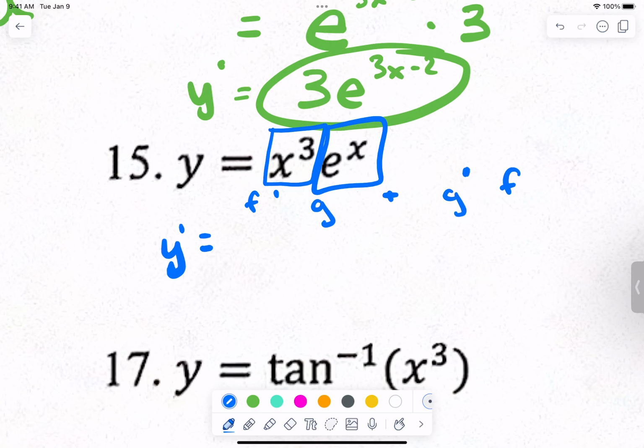Okay. So we got... Should I put e to the x in the front or behind? I put them in the back. Okay, yeah, so I did too. So 3x squared e to the x plus x cubed e to the x.